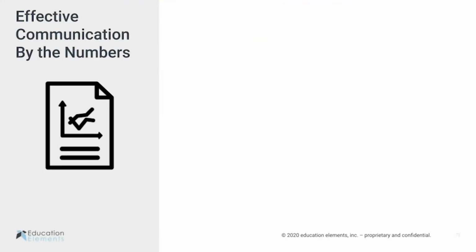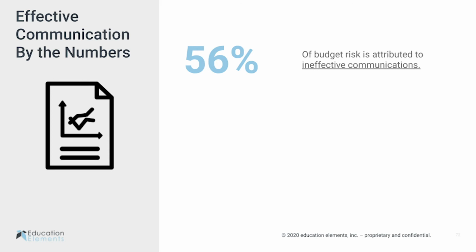So what are some potential pitfalls that might surface when you fail to communicate effectively? Here's some data that reveals some of those potential effects. According to a study completed by the Project Management Institute, 56% of the portion of project budgets that deal with mitigating risk is attributed to ineffective communication.